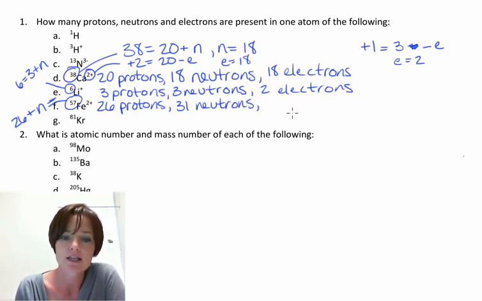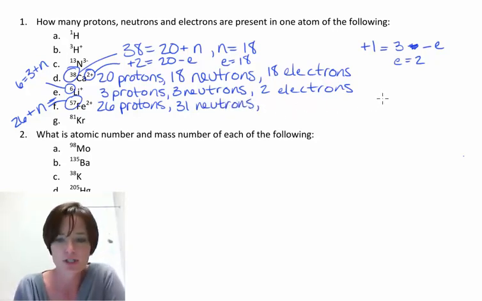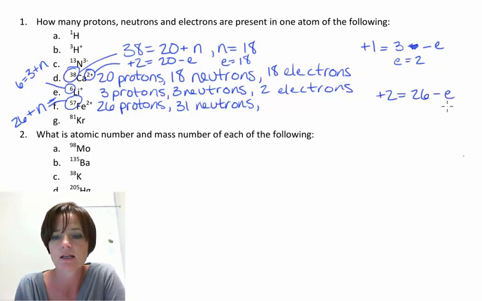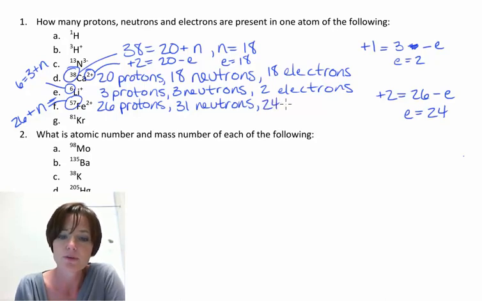And then when we calculate the number of electrons, the charge is 2. So we're going to say plus 2 is equal to the number of protons, which is 26, minus E. Solve for E. When we solve for E, E is going to be equal to 24. So we have 24 electrons.